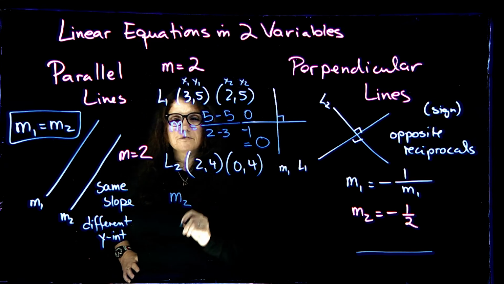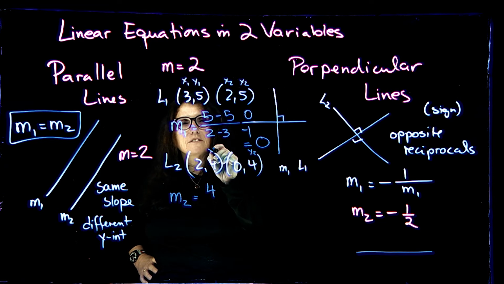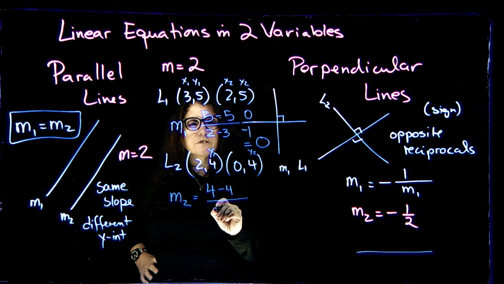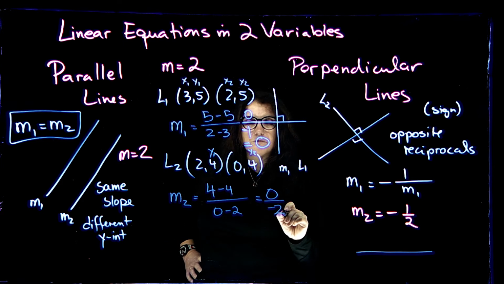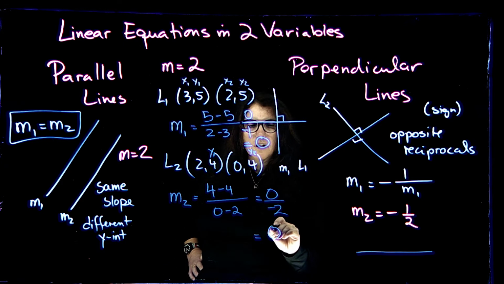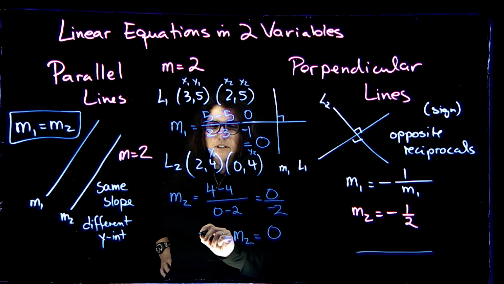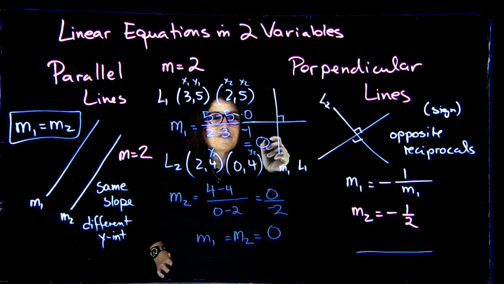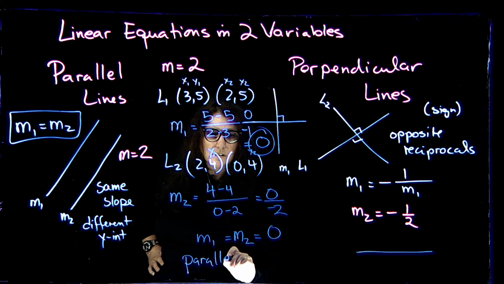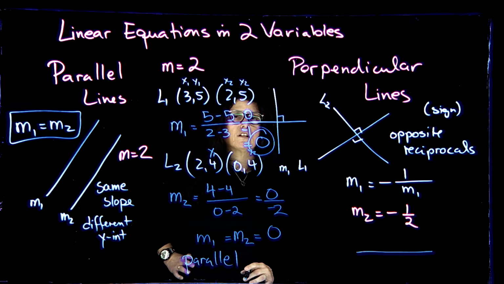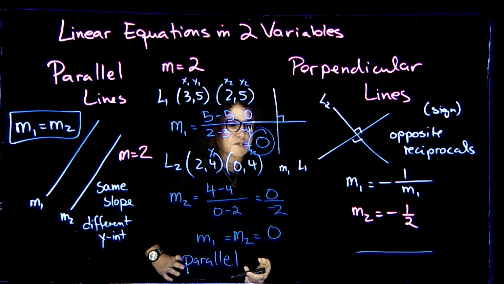Let's find M2. We're doing the same, finding the slope. y2 minus y1, 4 minus 4 over 0 minus 2. 4 minus 4 is also 0. 0 minus 2 is negative 2. So 0 divided by negative 2 is 0 as well. So the slope for line 2 is equal to the slope of line 1. They're both the same. What does that mean? The lines are parallel. Here you go. Lines are parallel. So if you have 2 points given, you need to find the slope and then compare the slopes.